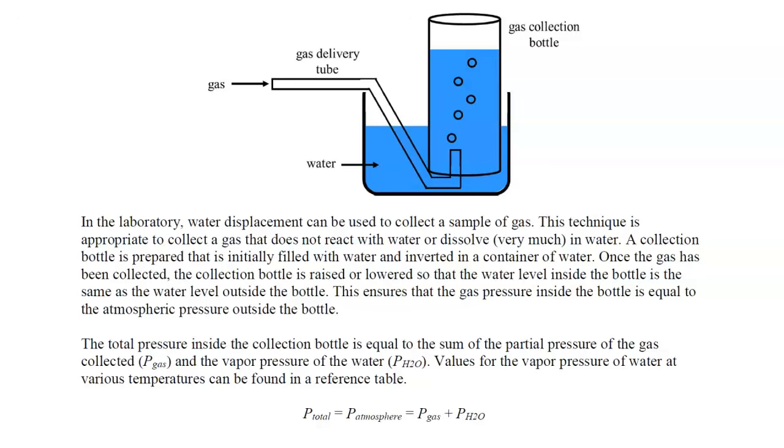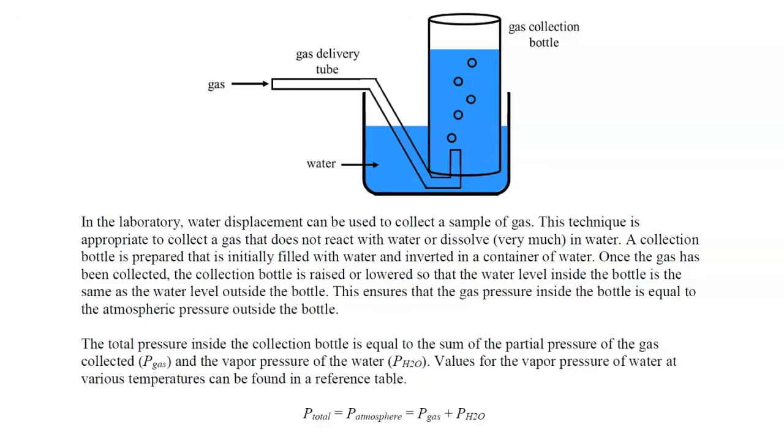And this is done to ensure that the gas pressure inside the bottle is equal to the atmospheric pressure or the barometric pressure outside the bottle. Now, since there's water inside that collection bottle, the total pressure inside the collection bottle is a mixture. It's equal to the sum of the partial pressure of whatever gas you collected plus the vapor pressure of water.